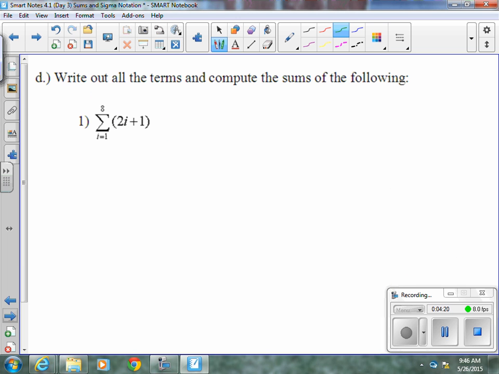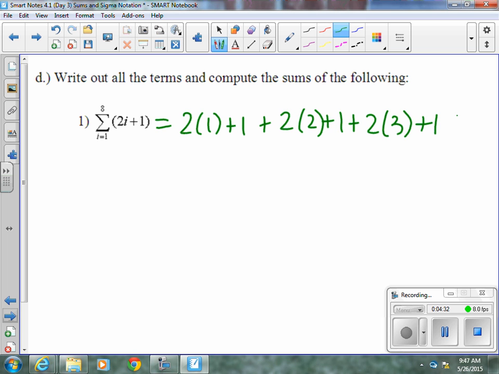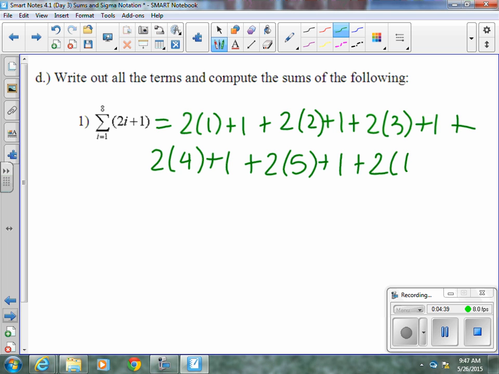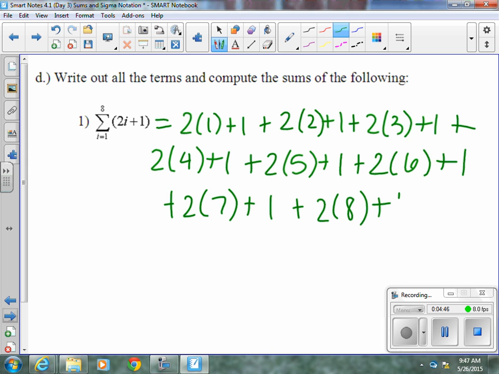Now, if they're small, like 8 terms, we have to write out all the sums and compute the following. We can do that. 2 times 1 plus 1 plus 2 times 2 plus 1 plus 2 times 3 plus 1 plus 2 times 4 plus 1 plus 2 times 5 plus 1 plus 2 times 6 plus 1 plus 2 times 7 plus 1 plus 2 times 8 plus 1. Easy enough when there are only that many. We find out that those add up to 80. And that's what we're doing for now.